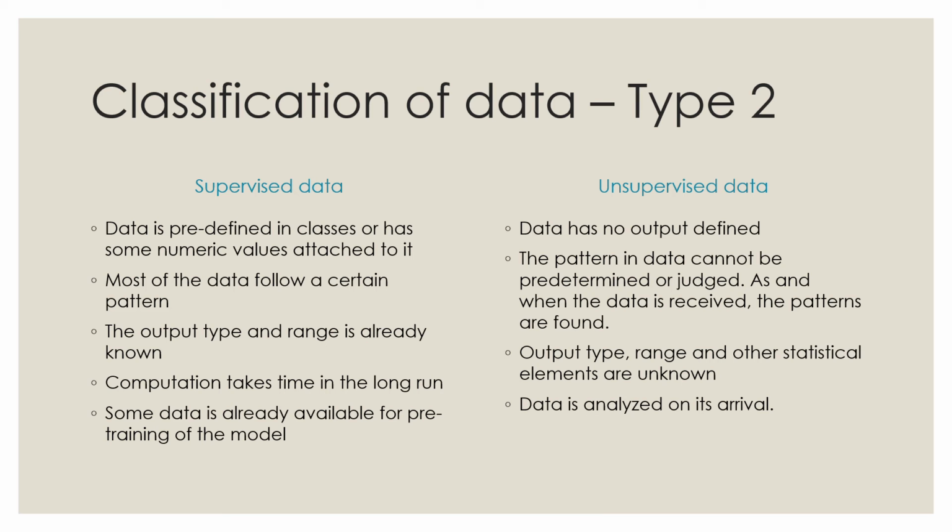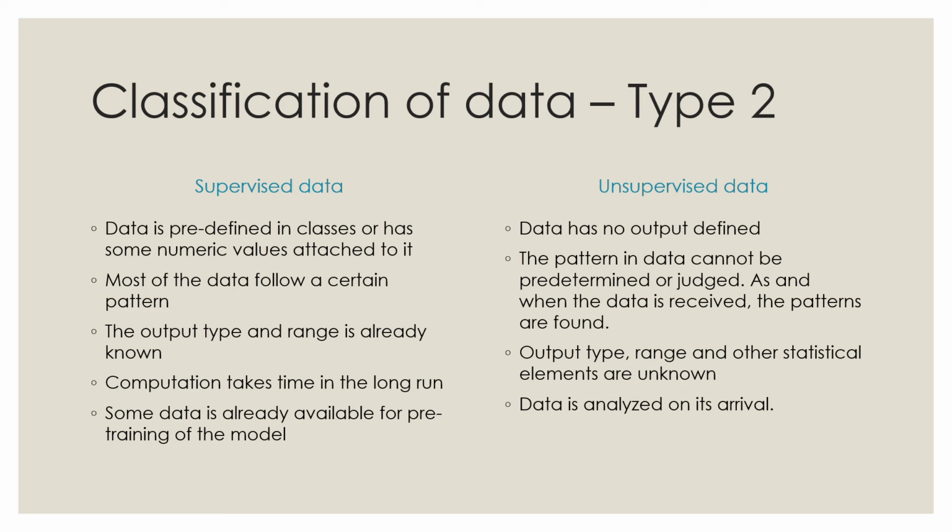So you already know, and then you can train the algorithm, and then you can test it, etc. But the whole situation changes in the unsupervised. So unsupervised, you don't have any output which is defined, so the pattern of the data cannot be predetermined or prejudged. So when the data arrives, it is impromptu. When the data arrives, only then can you identify it with pattern recognition.